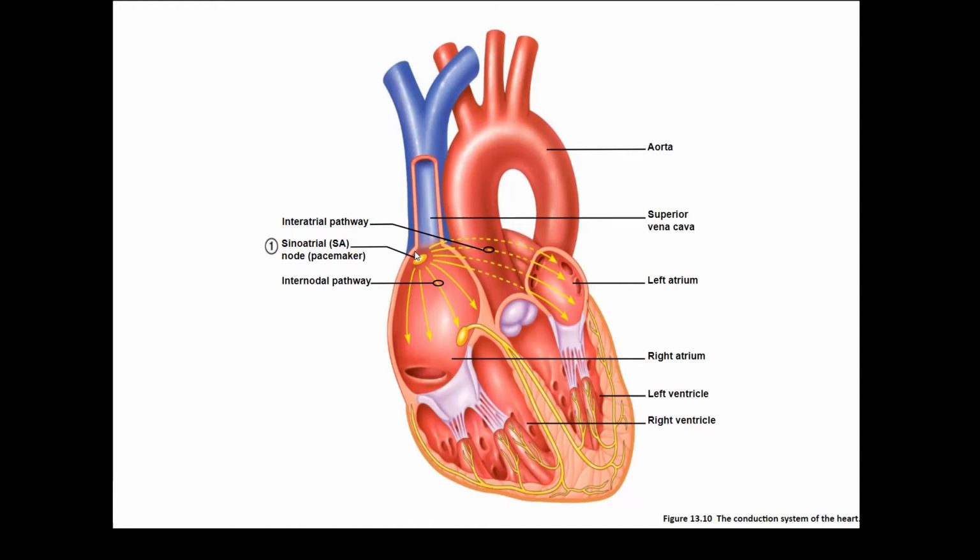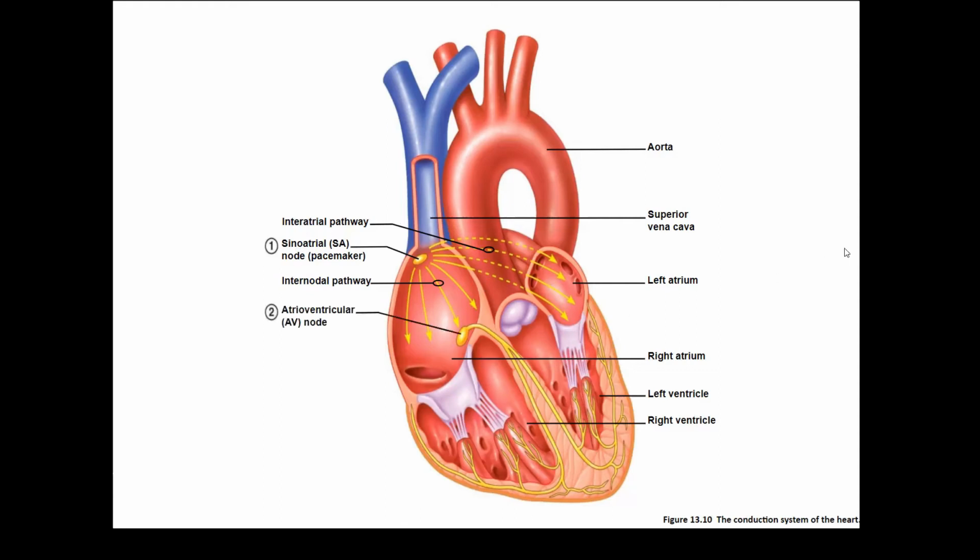The internodal pathways spread down to the AV node, which is located basically right here at the bottom of the atrium. It's kind of in the center of the heart almost. We'll see that the signal is going also to the left atrium. We want that to contract as well, but it's going faster through these internodal pathways. So when we're tracking the order, we want to talk sinoatrial node, internodal pathway, AV node.